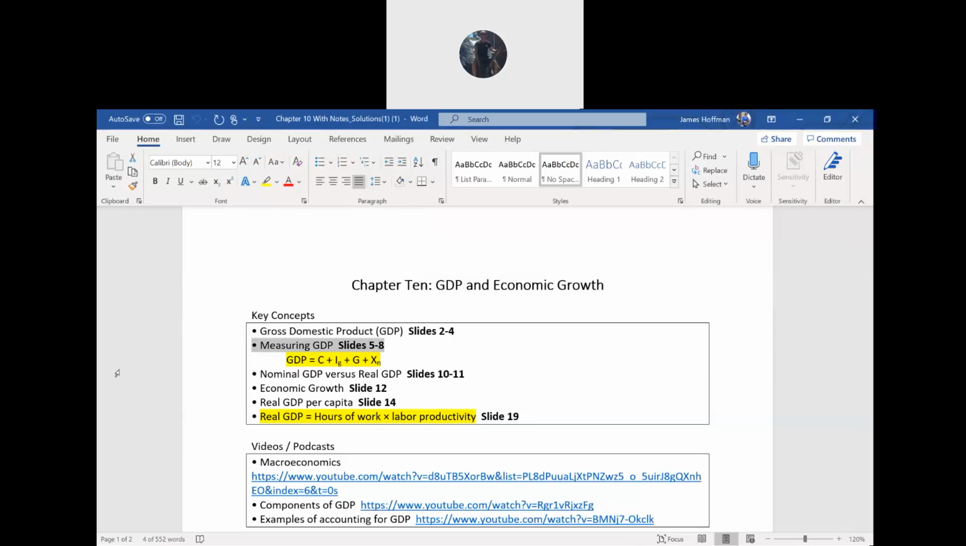Okay, so since we have an idea of what GDP is, and again, we'll look at the actual data in a little bit to see how it's changed in recent months, let's look at how it's measured and how you account for it. We're going to use this idea called the expenditure approach, and that's on slides 5 through 8.